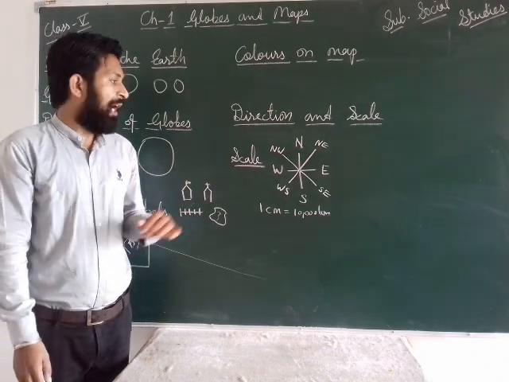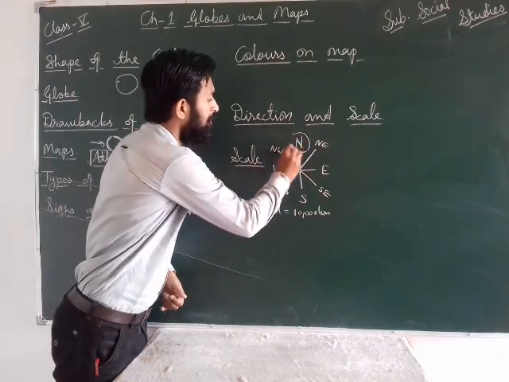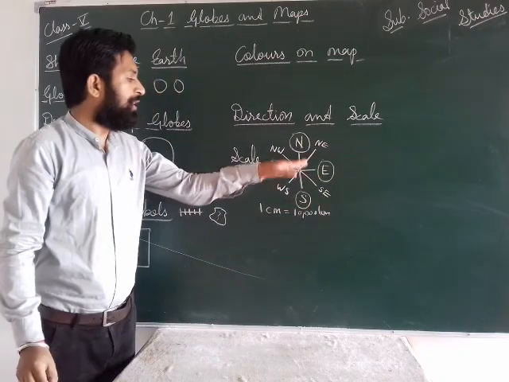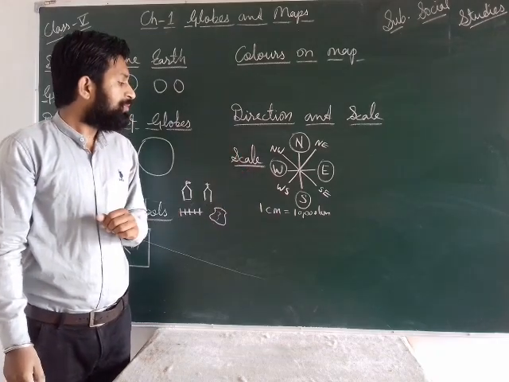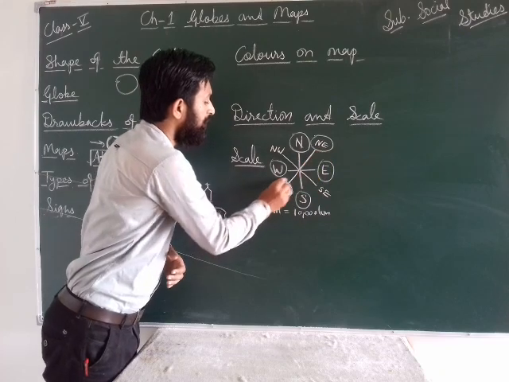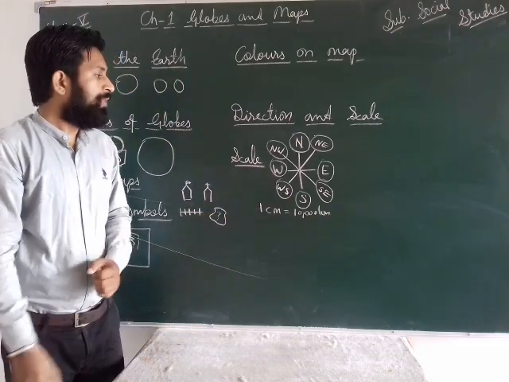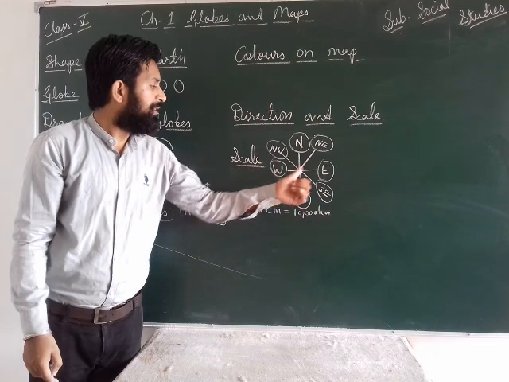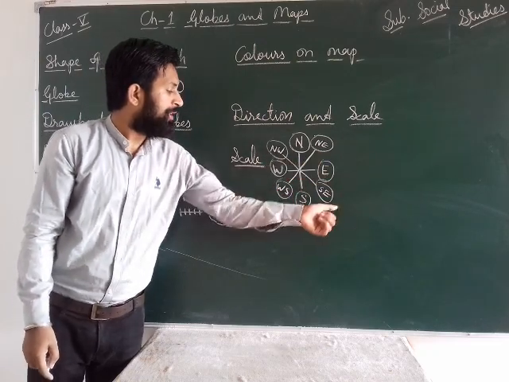Directions and scales, I already discussed that. Four main directions are there: north, south, west, and east. These are the four main directions. After the main directions, there are also four sub directions: northeast, southwest, northwest, and southeast. So these are known as sub directions. These are the main directions, and these are the sub directions.